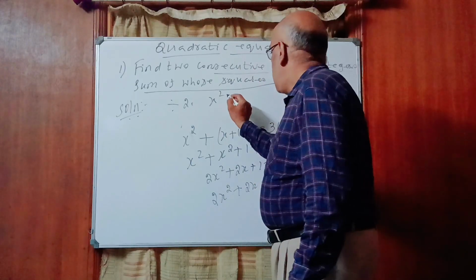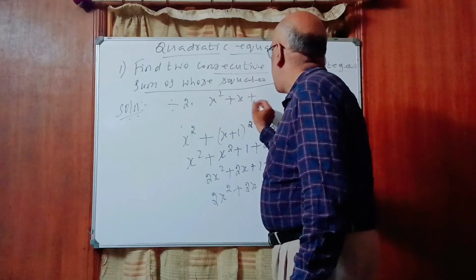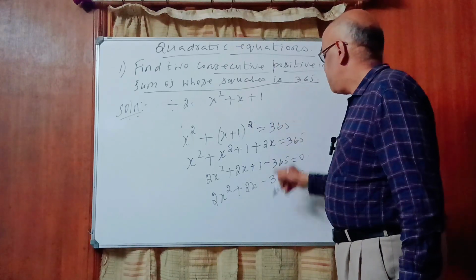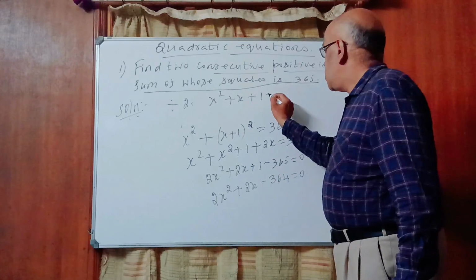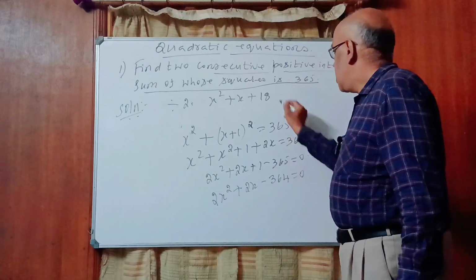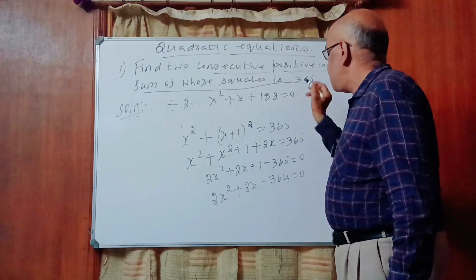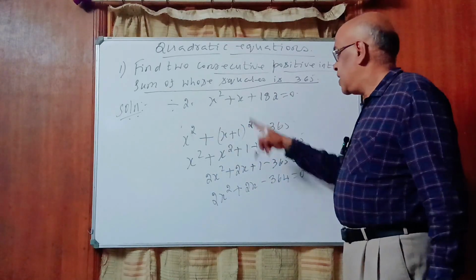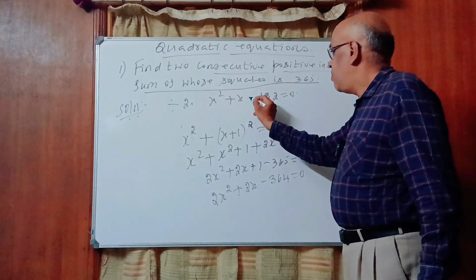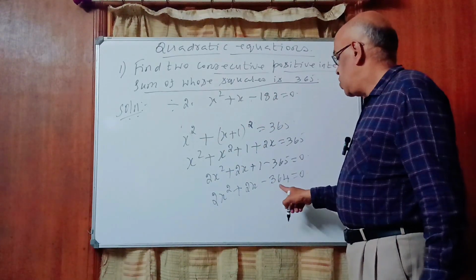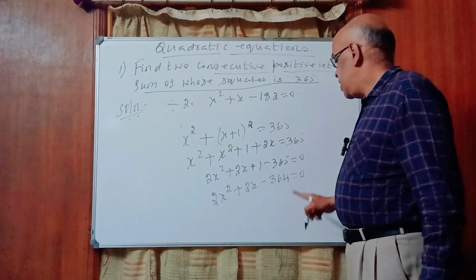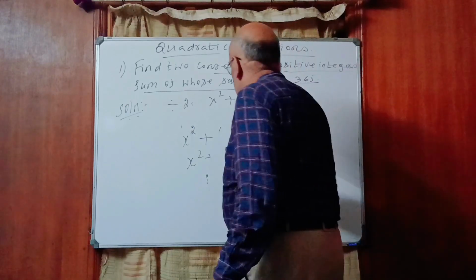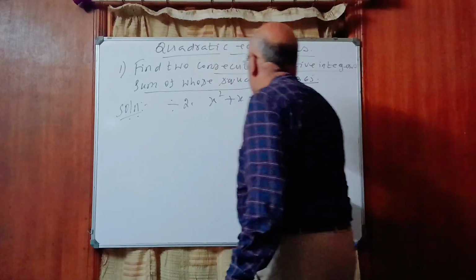Dividing by 2, what will we get? X square plus x minus, sorry children, 2 ones are 2, 2 8s are 16, 2 2s are 4. Divided by 2, x square plus x minus 182. Now what you have to do, children? Go for factorization, find the factors.